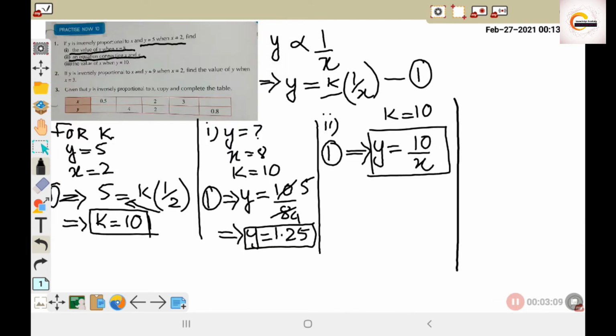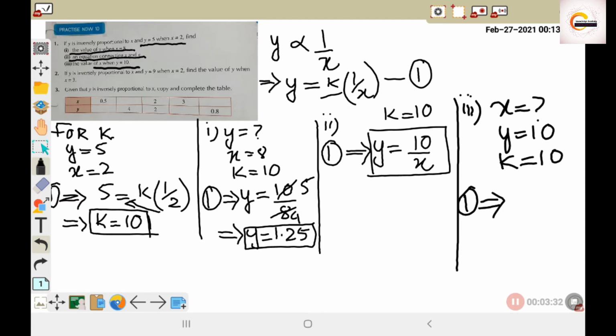Now part 3. We have to find out the value of x when y is equal to 10. We have already calculated that k is equal to 10. So putting all these above values in our formula we will get x is equal to 1.